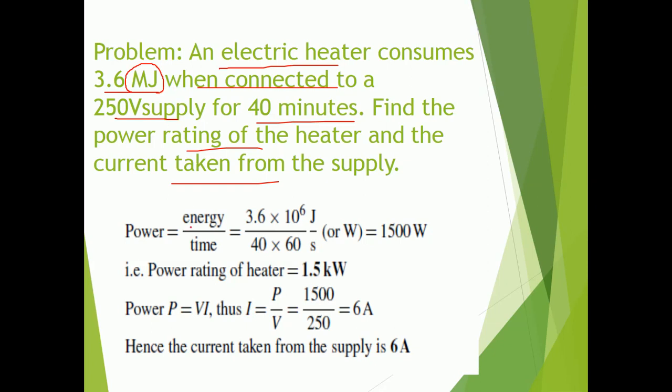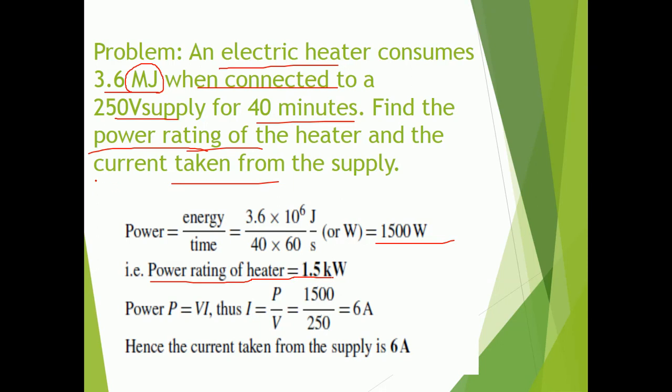So the formula for energy is power into time. Power that we need to calculate over here comes out to be energy by time. Energy is 3.6 into 10 raised to power of 6 joules, which is megajoule. And the time period is 40 minutes, which is 40 into 60 seconds. So power comes out to be 1500 watt. That means power rating of heater comes out to be 1500 watt or 1.5 kilowatt.